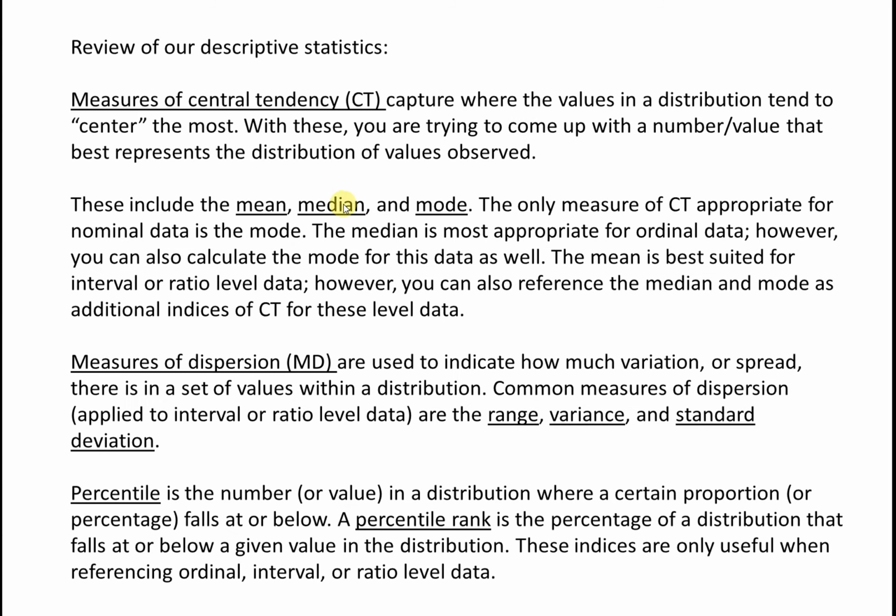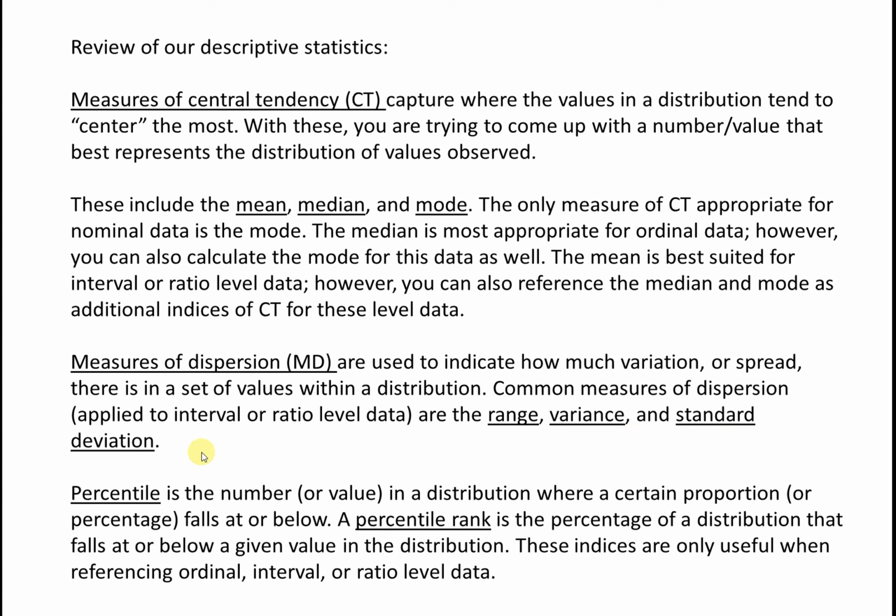So just as a quick refresher, we've reviewed measures of central tendency as they relate to variables of different scales of measurement. We talked about the mode being useful for nominal data, median for ordinal data, but we could also refer to the mode as well, and then mean for interval or ratio scale data, but we could also refer to the median and mode. Measures of dispersion are used to indicate how much variation or spread there is within scores within a distribution. Common measures of dispersion that are applied to interval and ratio data are the range, variance, and standard deviation.